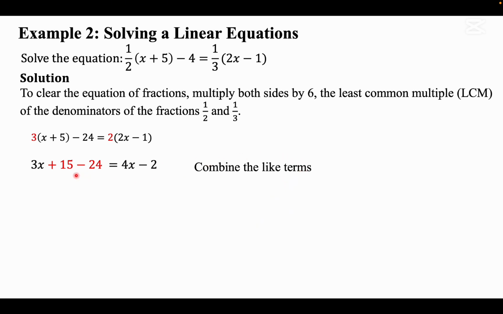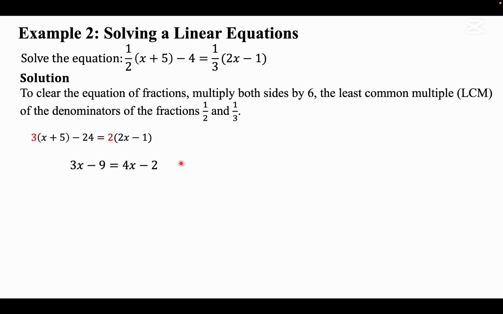Like terms in this case, we have 15 and 24. Those two don't have the variable, so they are like terms. 15 minus 24 is equal to negative 9. So you get 3x minus 9 equals this side.